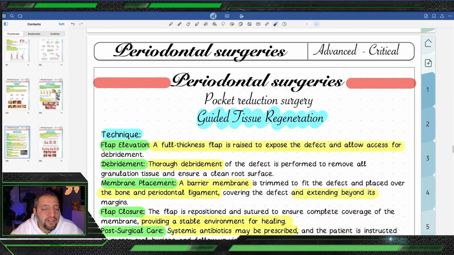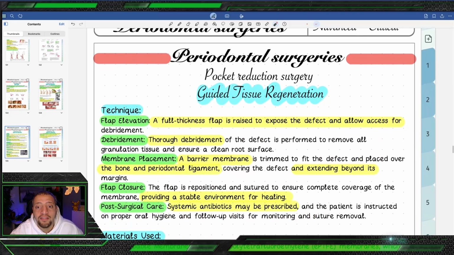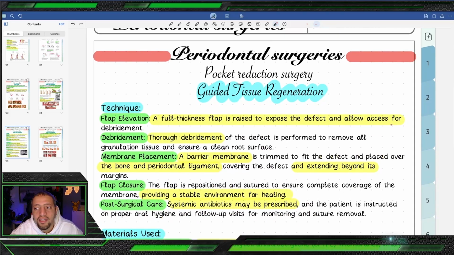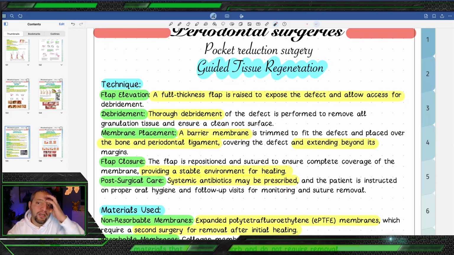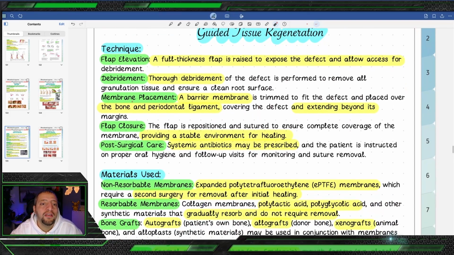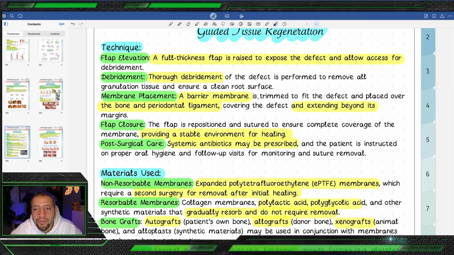The technique, first of all, flap elevation. A full thickness flap is raised to expose the defect and allow access for debridement. Thorough debridement of the pocket is performed to remove all granulation tissue and ensure a clean root surface. Membrane placement. A barrier membrane is trimmed to fit the defect and placed over the bone and periodontal ligament.